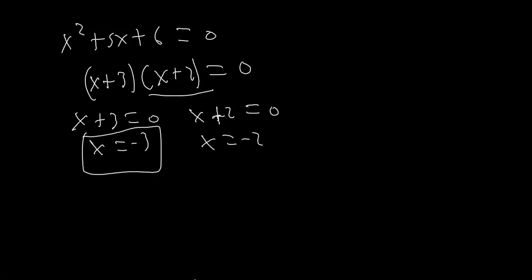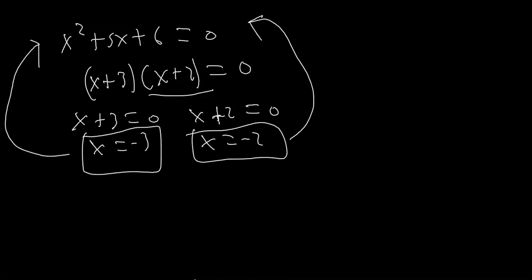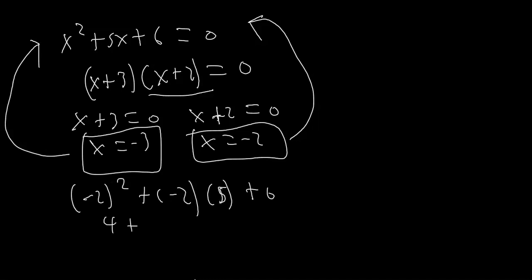Now, if you want to check your answer, all you have to do is plug these two answers back into the equation above. Right, so we'll do negative 2 squared plus negative 2 times 5 plus 6. Negative 2 times 5, okay. Right, so we get 4 plus negative 10 plus 6. And this equals 10 minus 10, which is 0.